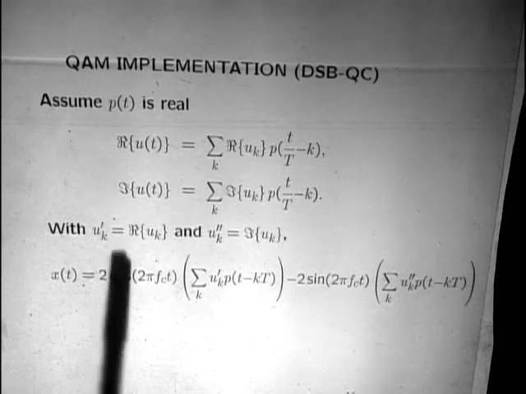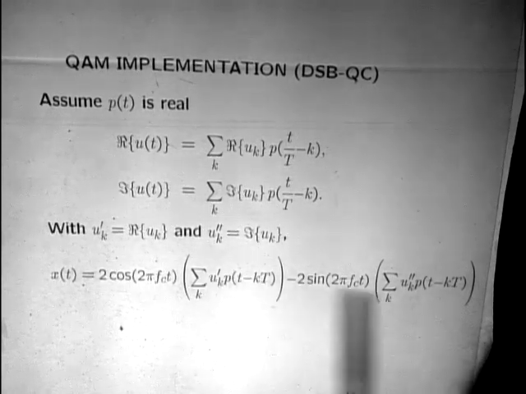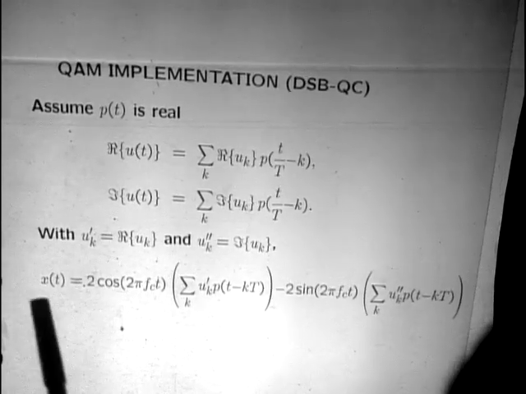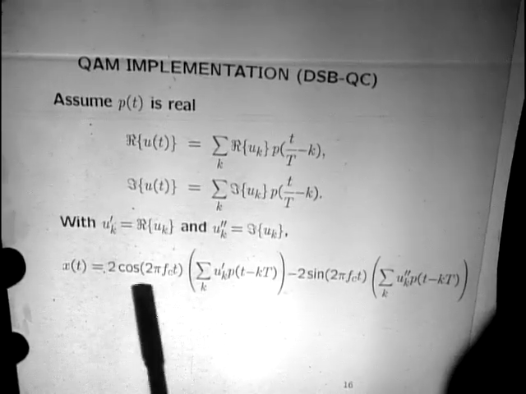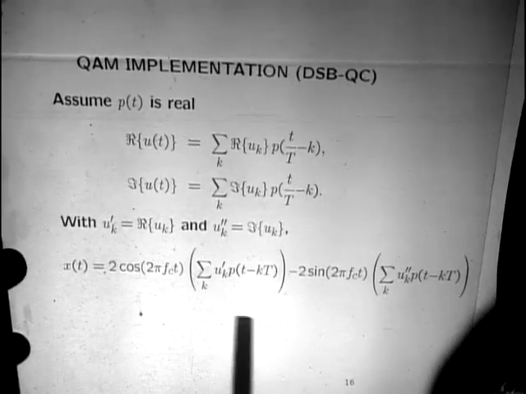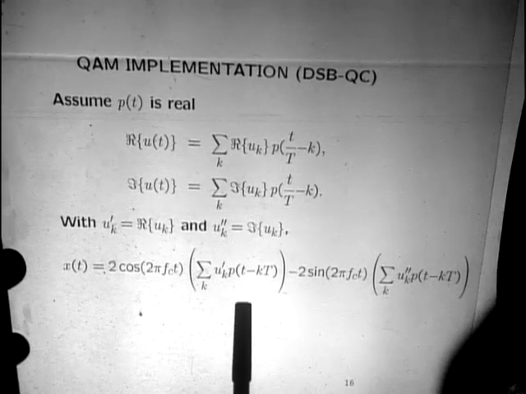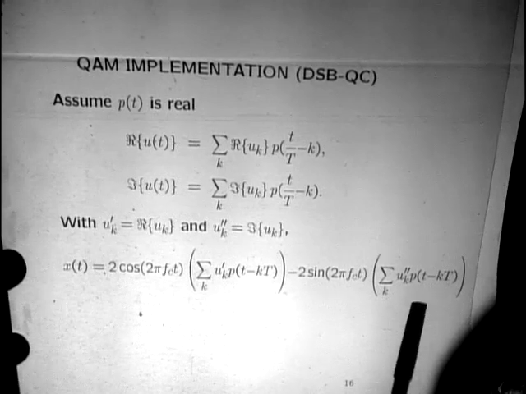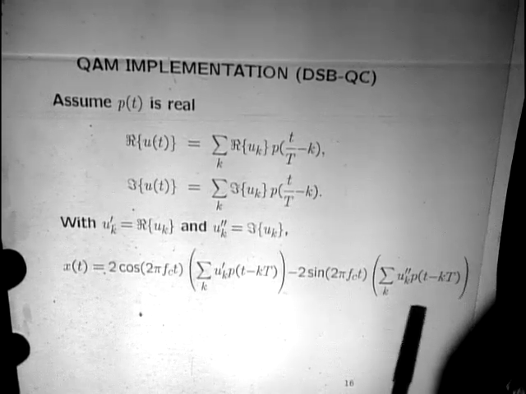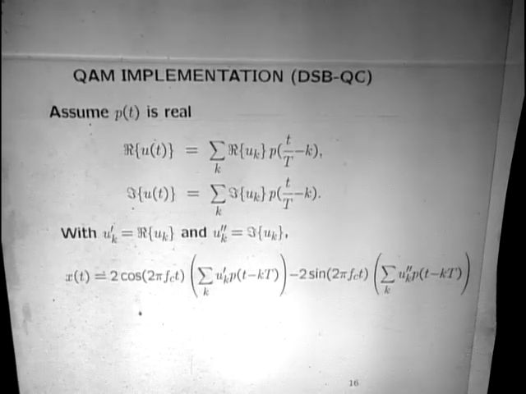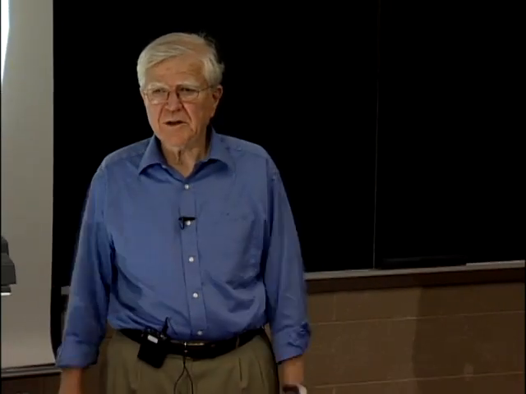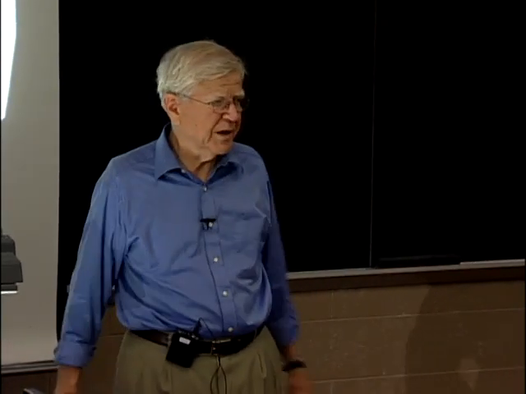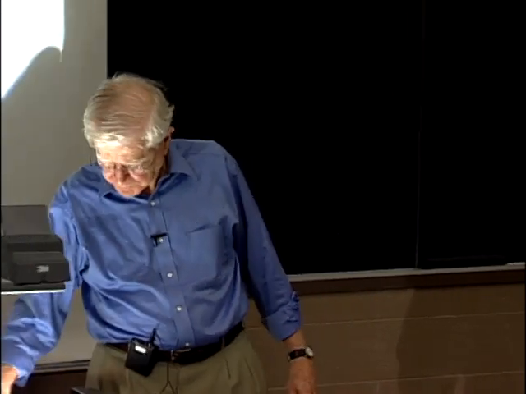Which doesn't correspond to anything else. So this is the correct way of doing it. But anyway, when you get all done, x of t is 2 times the cosine of this low-pass modulated PAM waveform minus 2 times the sine of this low-pass PAM modulated waveform. So QAM, when you look at it this way, is simply 2 different PAM systems, one of them modulated on a cosine carrier, one of them modulated on a sine carrier.